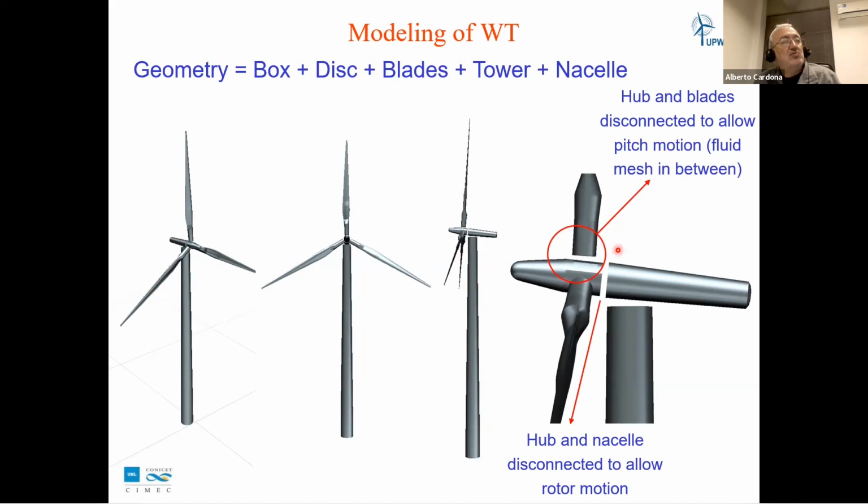In order to allow the relative motion between parts, these parts are separated, they are disconnected. For instance, here the hub and the blades are disconnected to allow the pitch motion. We should take into account that in between there is the fluid mesh, so we cannot connect them. Here it's the same.